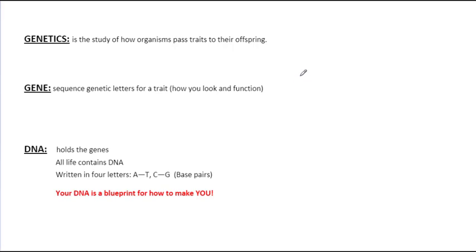So I'm going to draw this out here, right next to the words here. Now it looks like a ladder that's twisted. So we're going to draw both sides of the ladder, and we're going to put the rungs on the ladder. And on each side you have a letter. You can see the letters of DNA are A, T, C, and G.